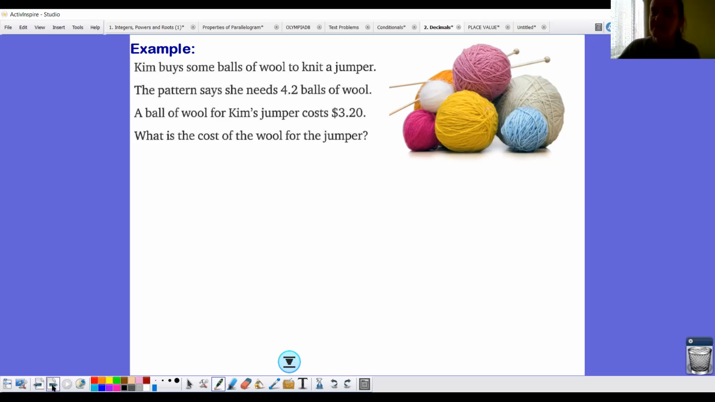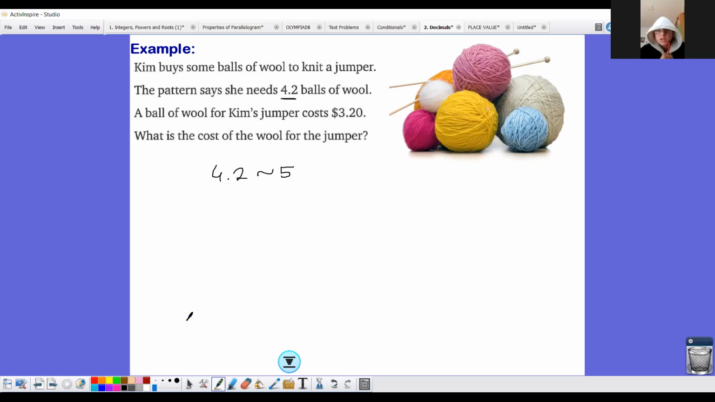So we need to round this number. You will say 4, because it will not be 4.2. But if it is 4, look here, it doesn't say which way to round. It is 4 or 5. If you take 4 balls of wool, it will not be enough for Kim's jumper. So we need to round this one up to the bigger one, which is 5. Do you remember?